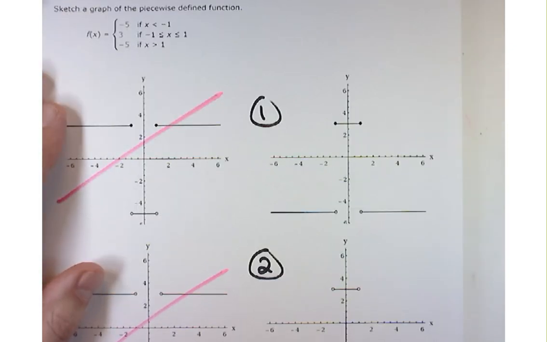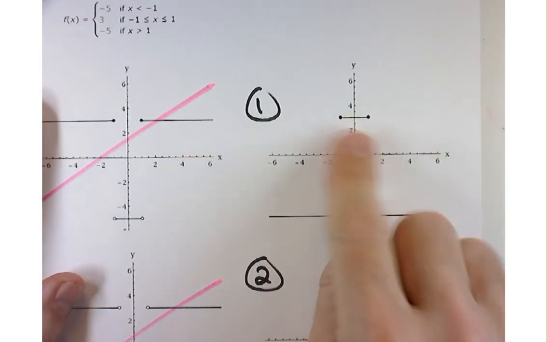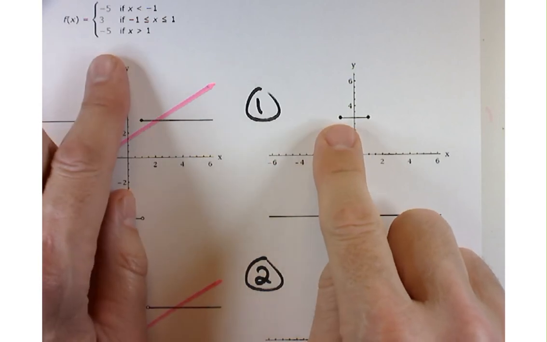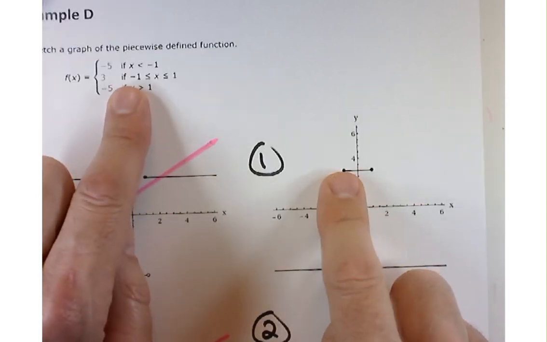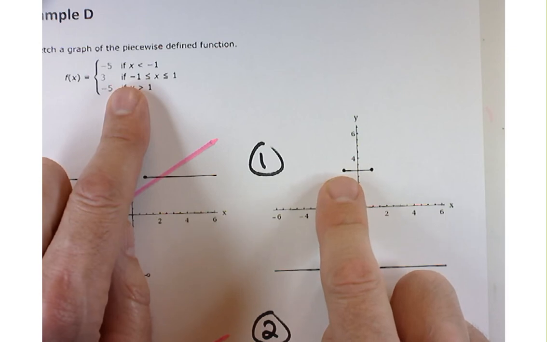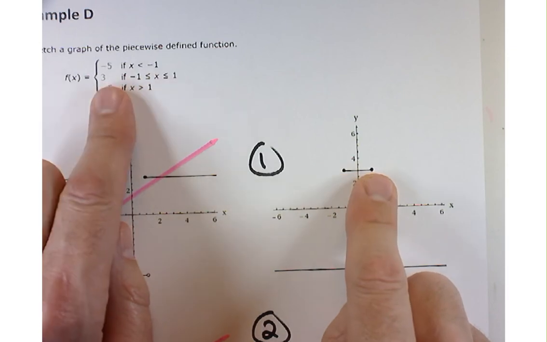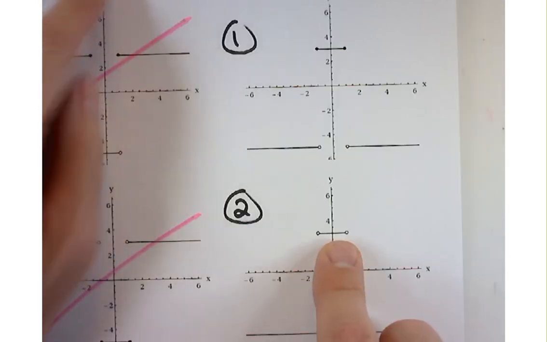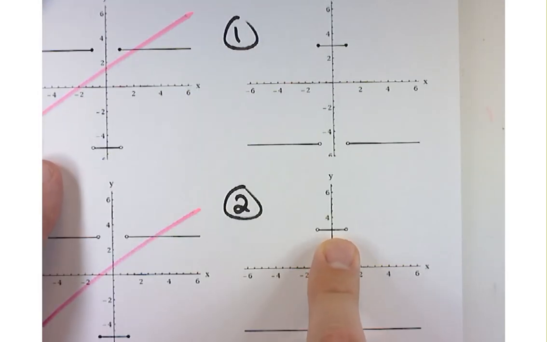Hattie? The open and closed circles. Bingo, well done. The open and closed circles. We want to include the endpoints at -1 and 1 for this part of the function. So that's your closed circle, as opposed to this, which has an open circle. So this one's close, but it's not quite there.